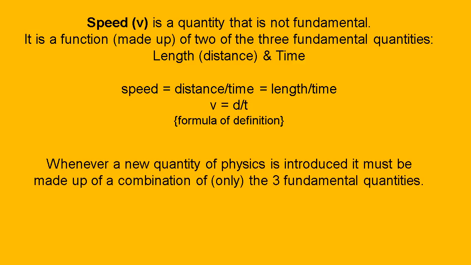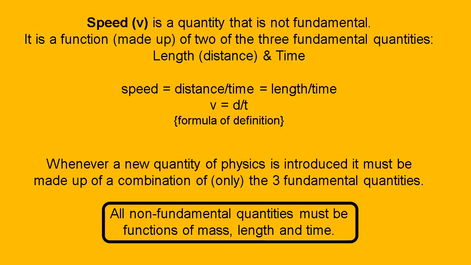Now, whenever a new quantity of physics is introduced, it must be made up of only the three fundamental quantities. Of course, it could be made up of two, as we stated before, and as speed is. And as a general statement, we say all non-fundamental quantities must be functions of mass, length, and time, with the understanding that it could be two of the three rather than all three.